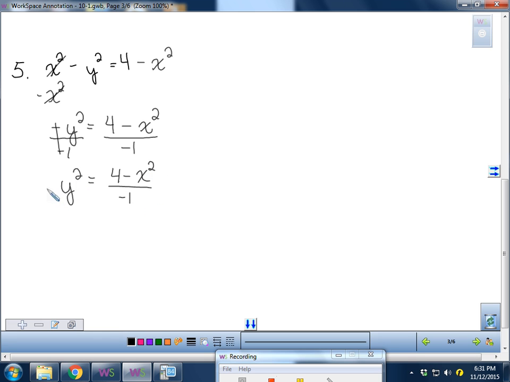And then to get rid of the square, I will square root, and not forget that I have to have the plus and minus. Got to have both sides. If you leave off one, it's going to look more like a log graph than it is a parabola. All right. So that gives me plus or minus the square root of 4 minus x squared over negative 1. Like I said, you could distribute that, but you don't have to.